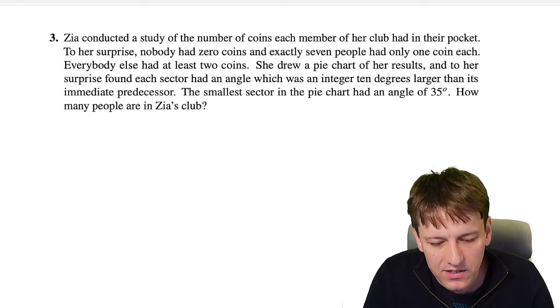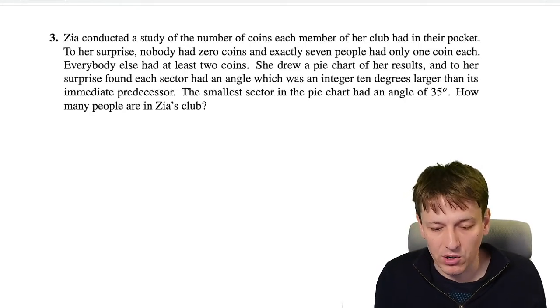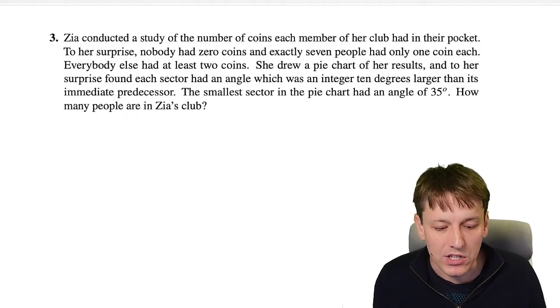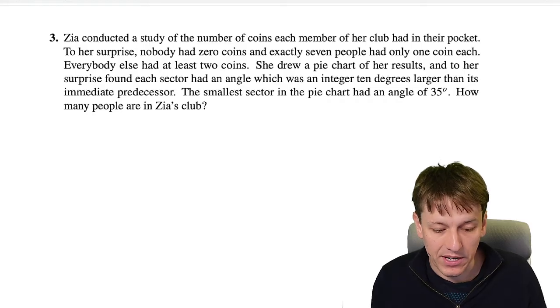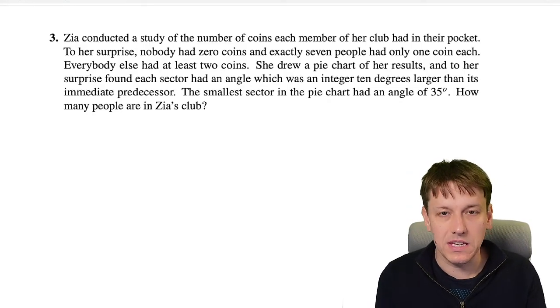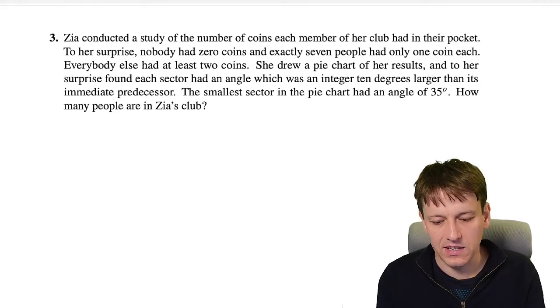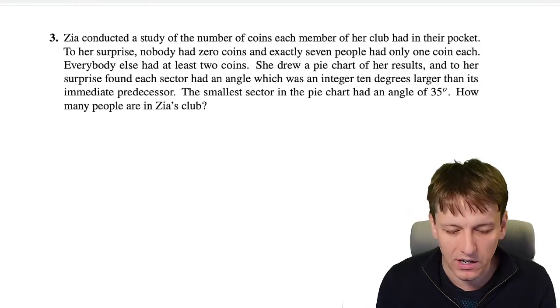Okay, so Zia conducts a study of the number of coins each member of her club had in their pocket. To her surprise, no one has 0 coins. Exactly 7 people have 1 coin each. Everyone else has at least 2 coins. She drew a pie chart of her results, and to her surprise found each sector had an angle which was an integer 10 degrees larger than its immediate predecessor, and the smallest sector had an angle of 35 degrees. We want to know how many people there are in the club.